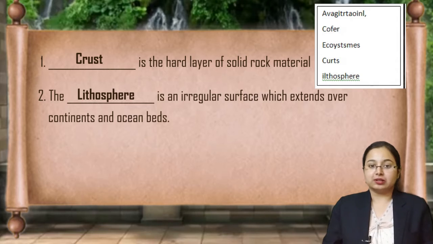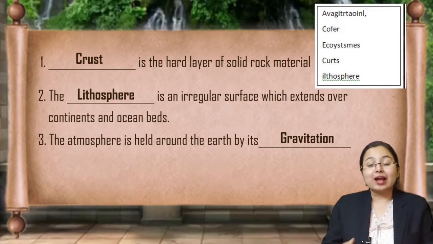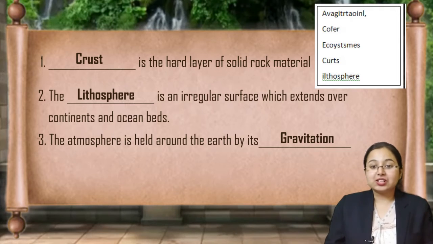Now the third question. The atmosphere is held around the earth by its dash. So it is held around by what? It is held around by the gravitation. Now what is this gravitation?